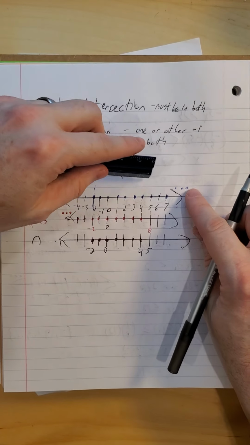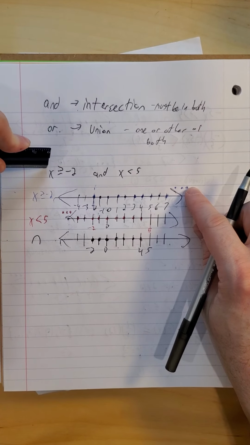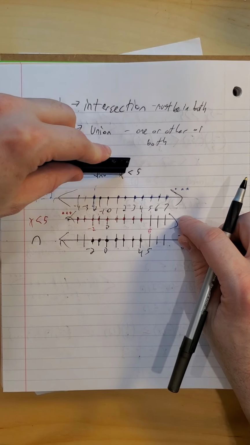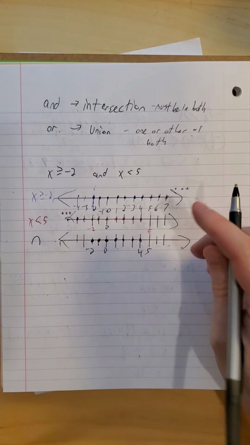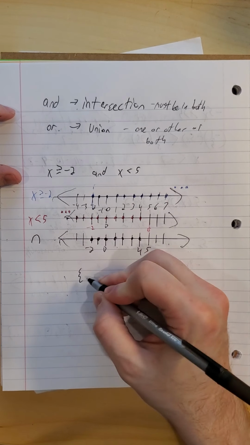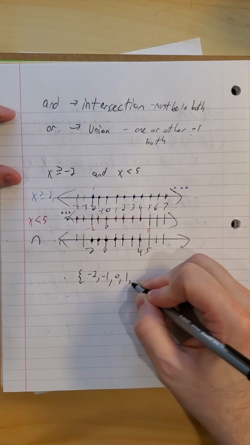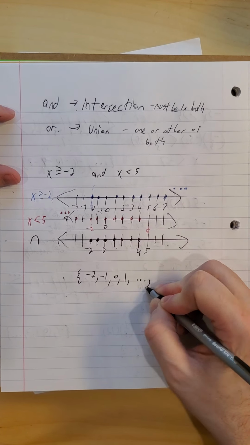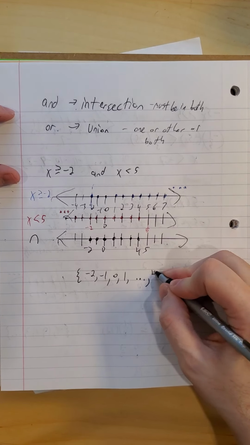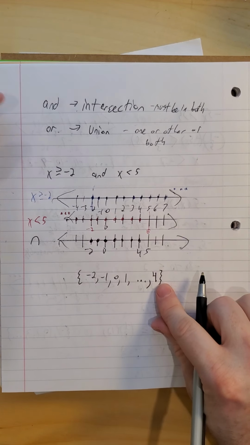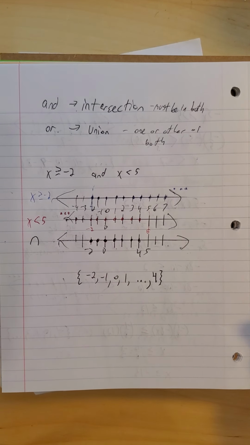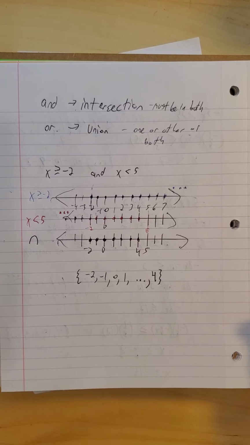After that, it worked for set A, it didn't work for set B. I don't get to keep it in the intersection. So I'd keep -2, -1, 0, 1, ... But since it doesn't go on forever, I show that it ends at 4 by putting the 4 on the end after the ellipsis.